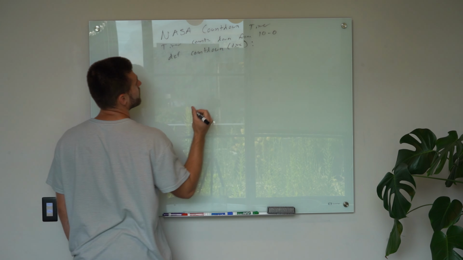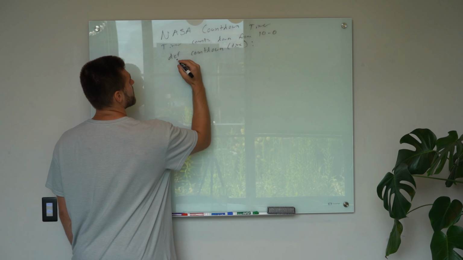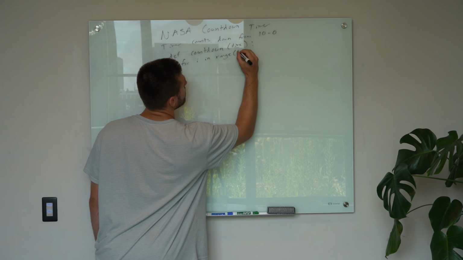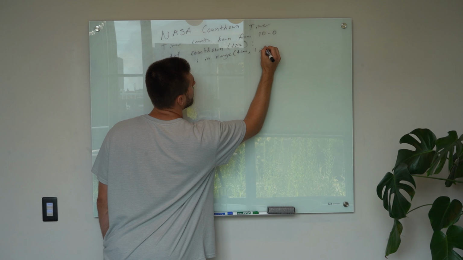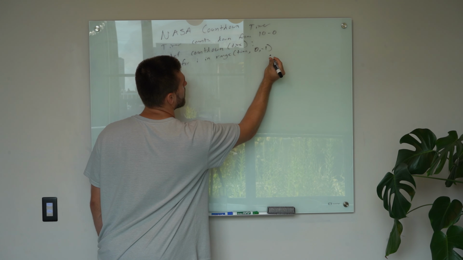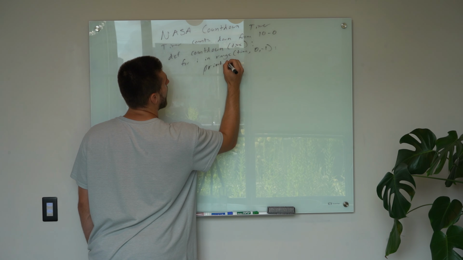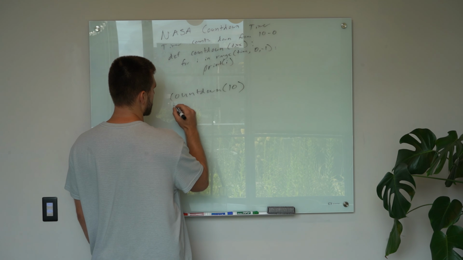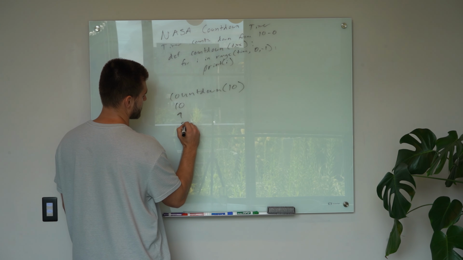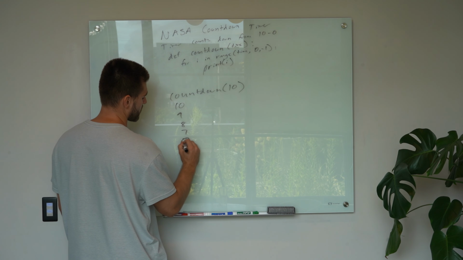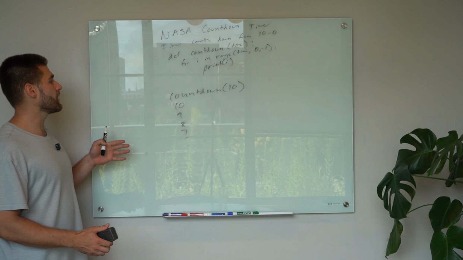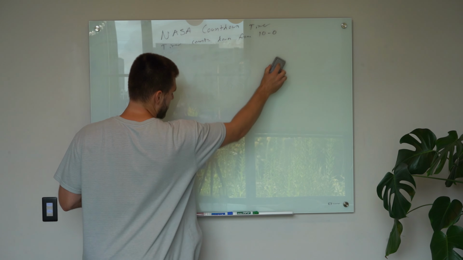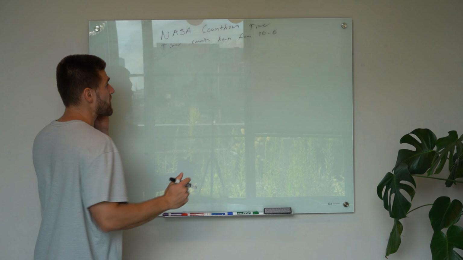Def countdown, where time represents some sort of integer value, and you would say for i in range(time, 0, -1), print i, and then to call this function, we would do something like this. And this would give us the desired result of 10, 9, 8, 7, 6. So this would be probably the route or avenue that most people would take. But what if we did this recursively?